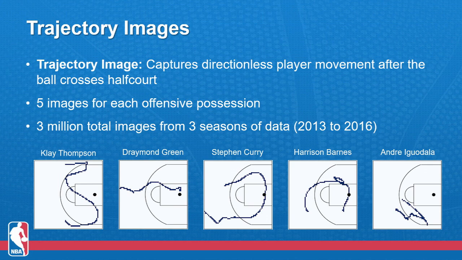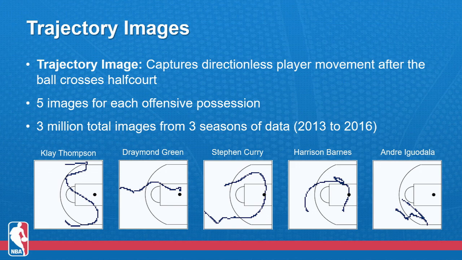A trajectory image is a 64 by 64 image that captures directionless player movement after the ball crosses half court. We build each trajectory image by first segmenting the offensive half of the basketball court into a 64 by 64 grid. We then map each offensive player's trajectory onto that image using the SportVU time series data.